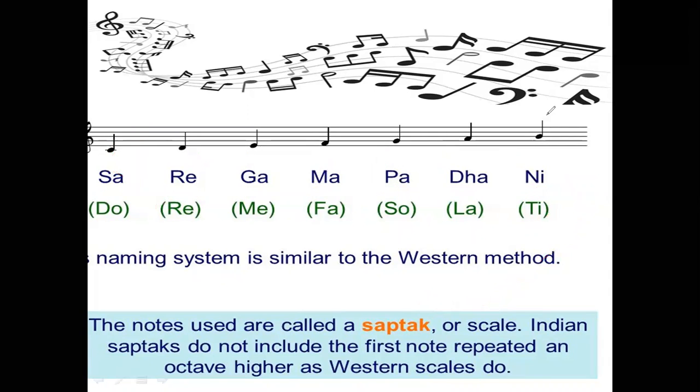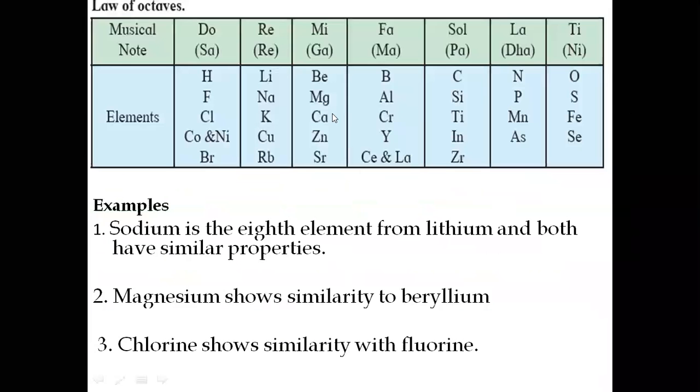So let's look at how Newlands' table was. You can see this is Newlands' table. At the time of Newlands, 56 elements were known, but Newlands could not classify all 56 known elements, as he failed to classify all of them. We will see the reason for this, but right now try to understand the table.